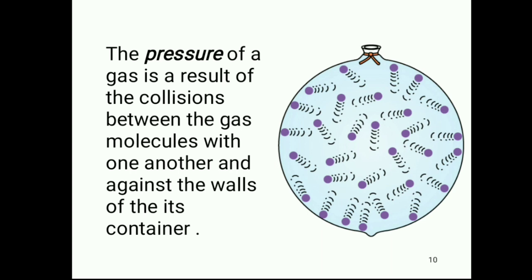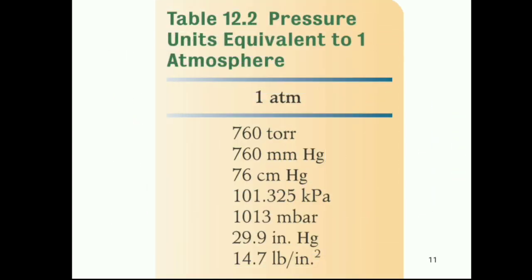As I said, because particles are in constant motion and are separated by wide spaces, they tend to bump or collide with one another and against the wall of the container. This collision results in the formation of pressure. The following are some common units of pressure. We have atmosphere, millimeters of mercury, torr, Pascal, and a few others. The standard pressure of 1 atm is equivalent to, take note, 760 torr, 760 millimeters of mercury, 101.325 kilopascal, 14.7 pounds per square inch, and a few others.